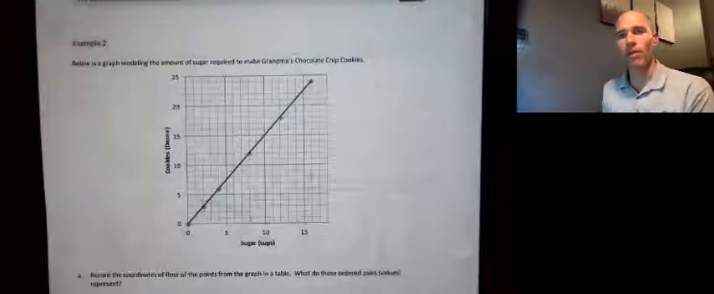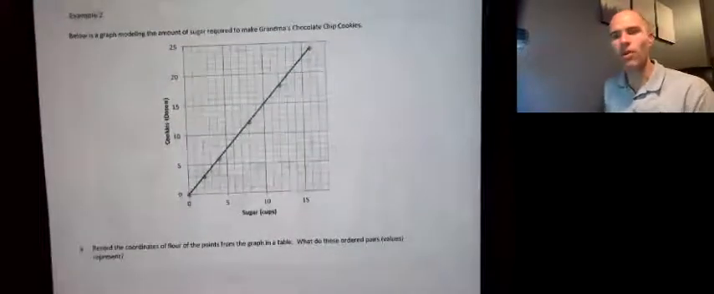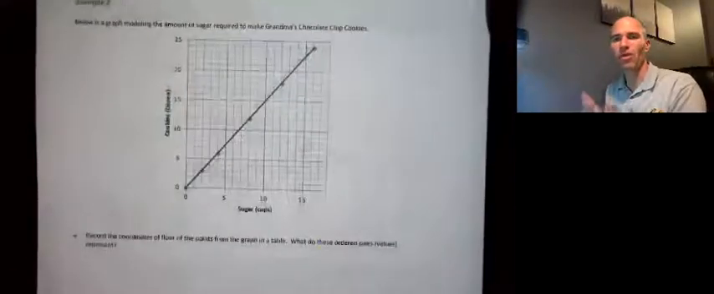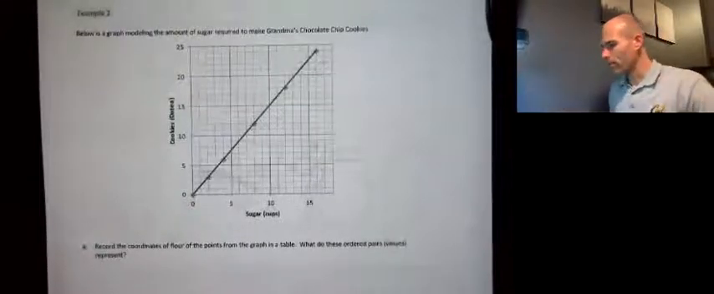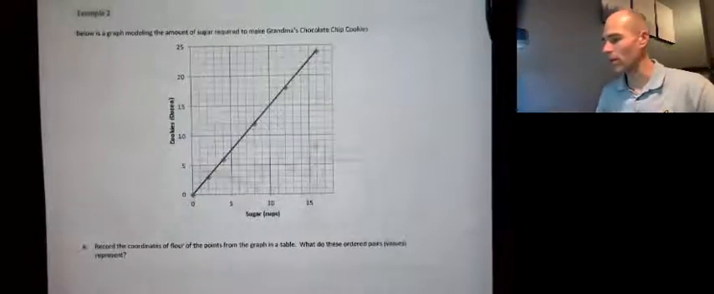So hopefully you got some good work done on this page in that 6 minutes. I should have said before, if you get done with the part that I'm asking you to do in 6 minutes, you could go to the very back page where it has the problem set for a little bit of extra challenge, or even more preferably, you could check the people around you to see if they're understanding things as well as you are. So here it says, below is a graph modeling the amount of sugar required to make grandma's chocolate chip cookies.